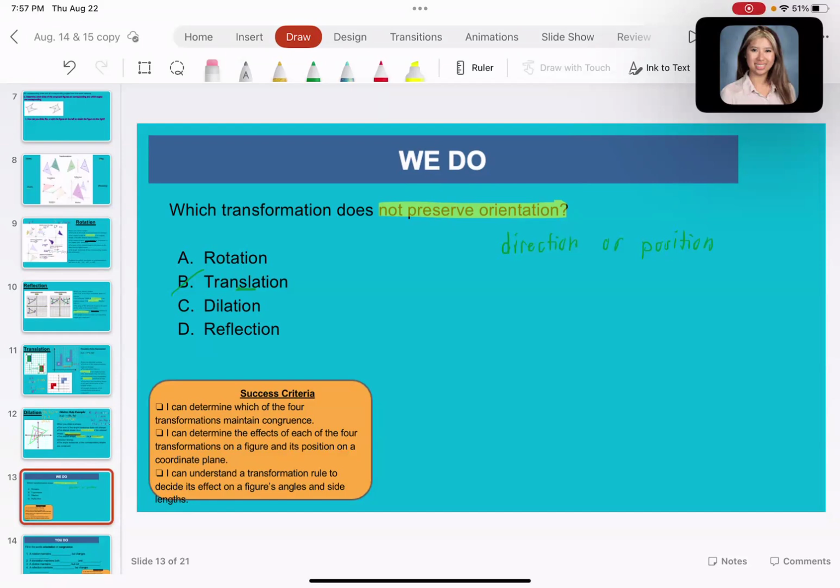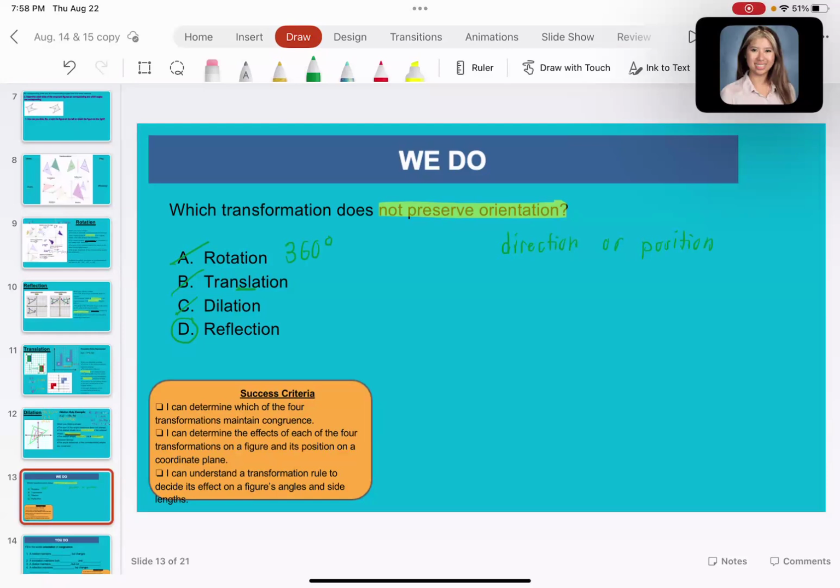Dilation, which we just talked about, also maintains orientation because we're just sliding it. The direction or the position of the letters or the vertices of the shape, the corners of the shape, do not change. So now we're left with rotation and reflection. And this is a tricky one because with rotation, I remember that it says it can maintain its orientation, but that's only if it's rotated 360 degrees. So I guess that was the trick answer. So our only correct answer is going to be reflection. So reflection does not preserve orientation.